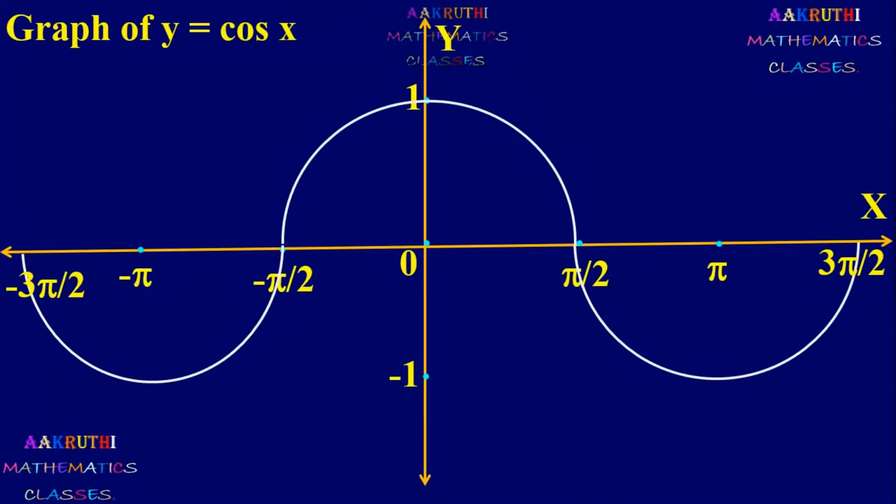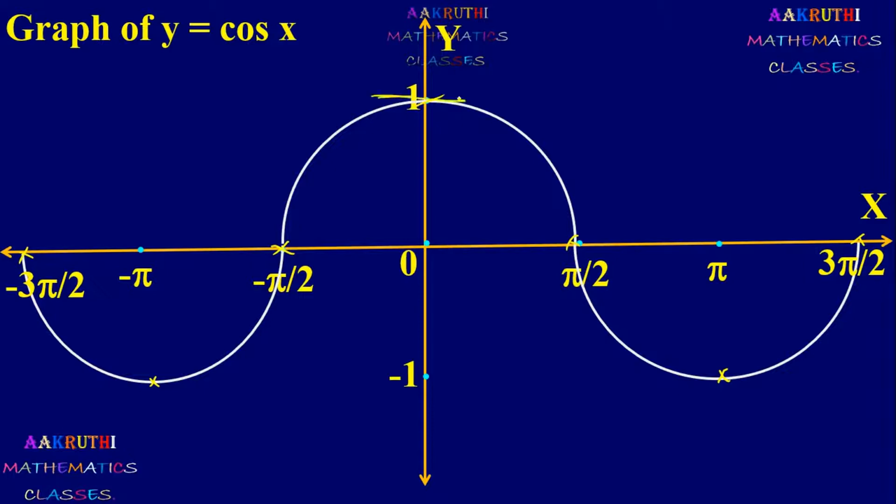So next we see the graph of y equal to cos x. We know that cos 0 is 1 and cos 90 is 0 and cos 180 is minus 1 and cos 270 is again 0 and cos of minus 90 is 0 and cos of minus 180 is minus 1 and cos of minus 270 is 0. So when we draw all these points, we get a graph like this. So this is the graph of y equal to cos x.